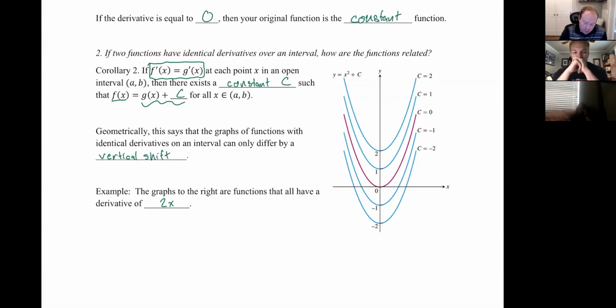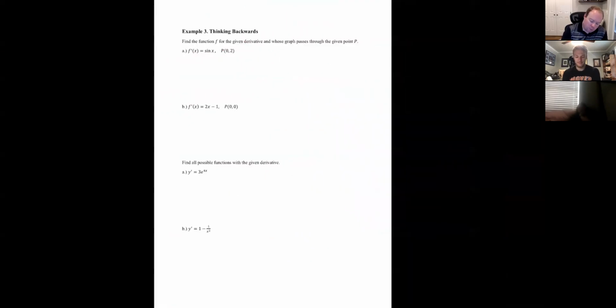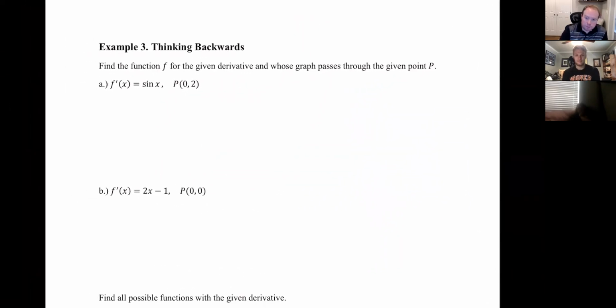and just a few basic examples. So the takeaway from right here, how are functions related? Well, they're just related by a vertical shift if you're thinking about it geometrically, or you could think about them as related by just some constant plus or minus some c. So what we want to go ahead and think about is, suppose we have their derivatives. Suppose we have 2x. What was our original function? So we'll just think backwards to do that. Let me pause the video and just see if there's any questions.